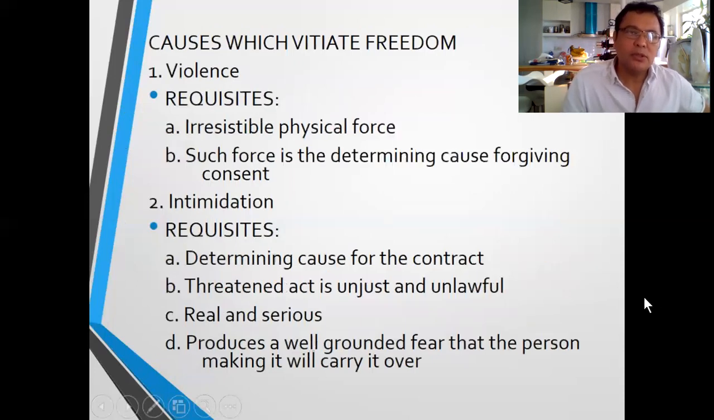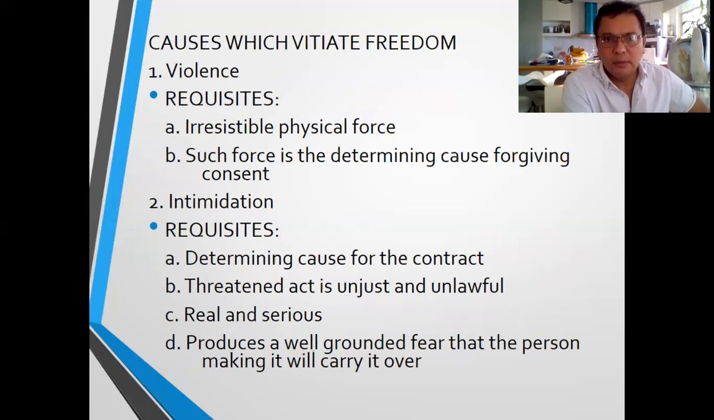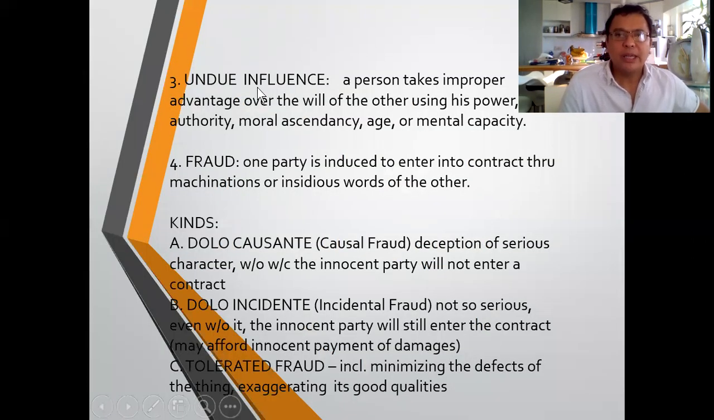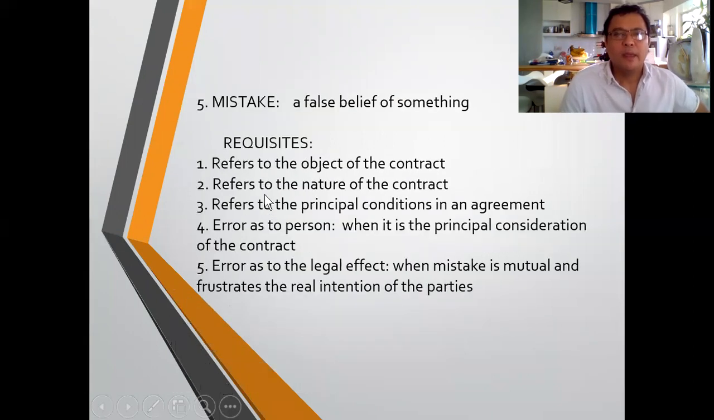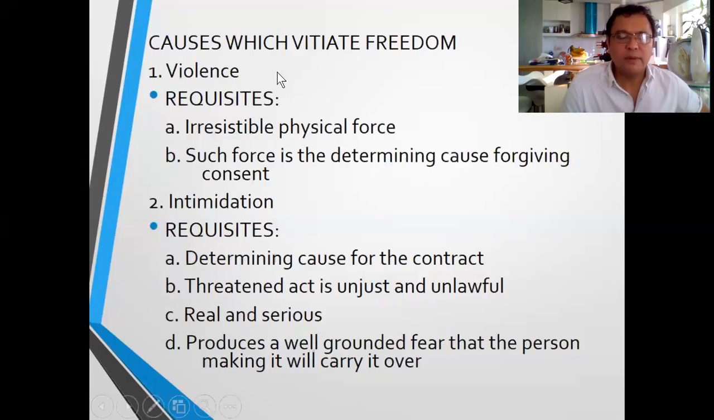Now, in some cases, our freedom to give consent is vitiated. There are vices that surround us. What are these vices? Number one, violence. Number two, intimidation. Number three, undue influence. Then we have fraud, no? And number five is mistake. So the first one is violence.